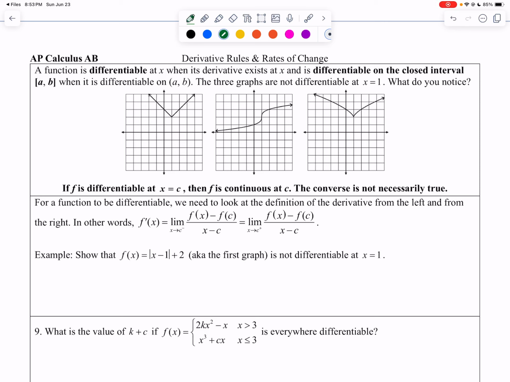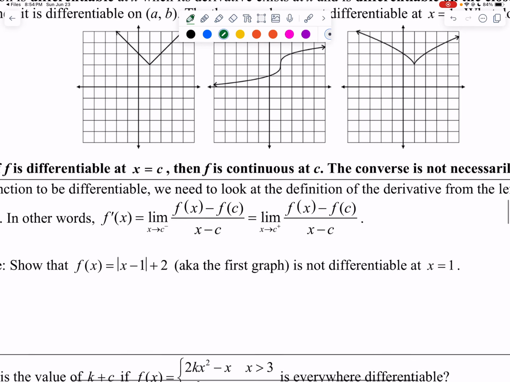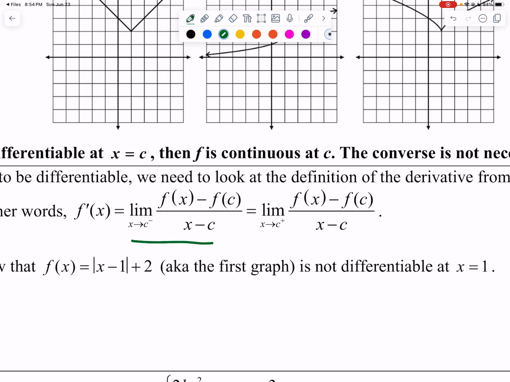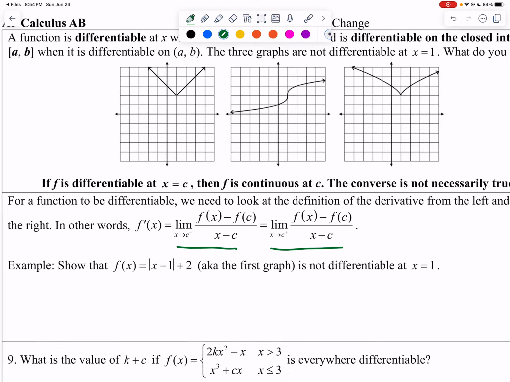All right. In this video, we are going to be talking about continuity, more on continuity, and differentiable functions. A function is differentiable when its derivative exists. To check that, we could use the definition of the derivative to look at the limit from the left side and the limit from the right side. If those limits exist and they're the same, then the function is differentiable.